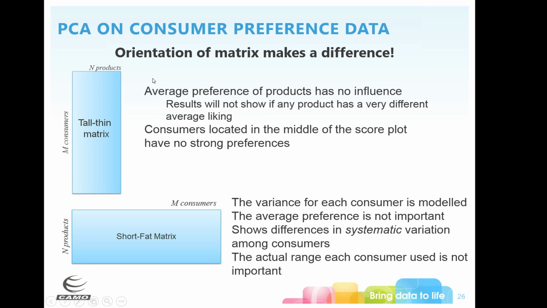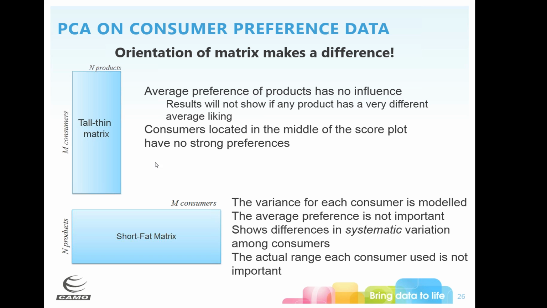So when we're looking at the consumer preference data, the orientation of the matrix makes a difference. If you have a tall, thin matrix, that's where your consumers are your samples and your products are your variables, it will not show if any product has a very different average liking. So consumers located in the middle of the score plot have no strong preferences.